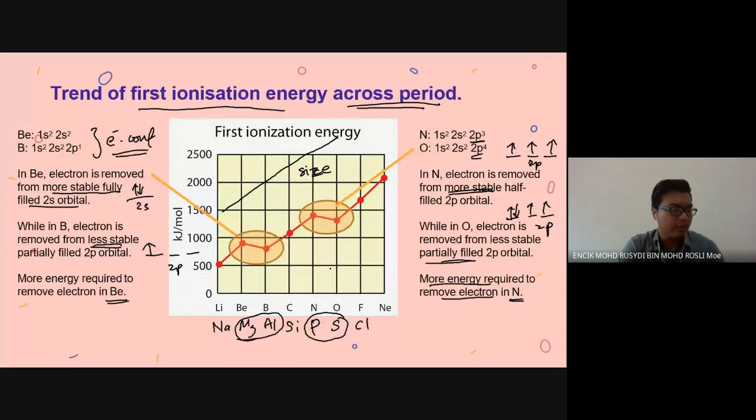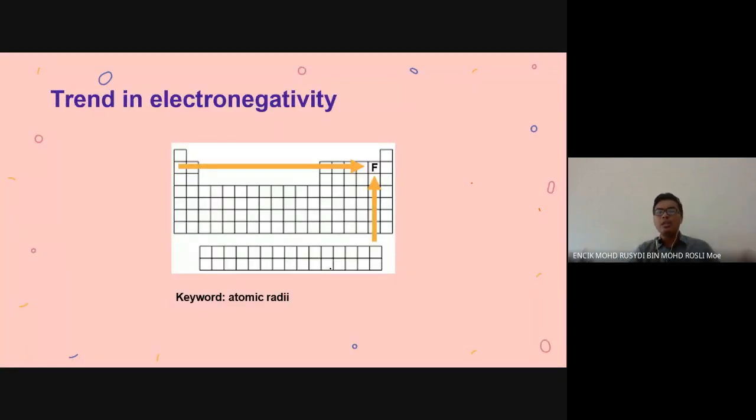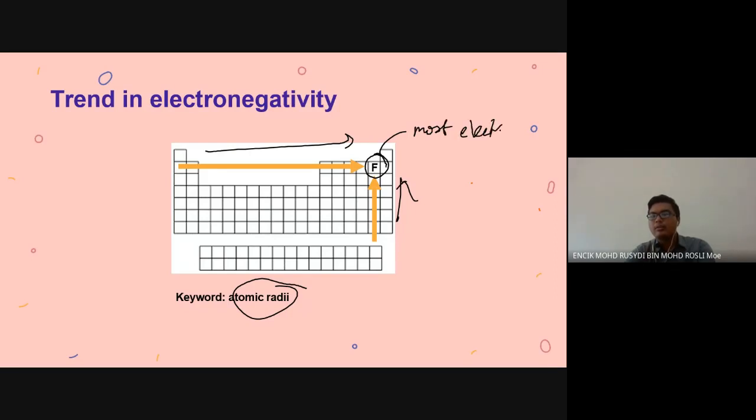Okay, boleh kita terus sikit lagi dah nak habis dah. Okay, so trend in electronegativity. Yang ni simple sahaja. Yang ni keyword dia adalah atomic radius. Tuju ke arah F, anda punya electronegativity akan jadi lebih tinggi. So because fluorine is the most electronegative atom. Fluorine paling most electronegative. Okay, but patah balik sikit, electronegativity ni merujuk kepada apa?